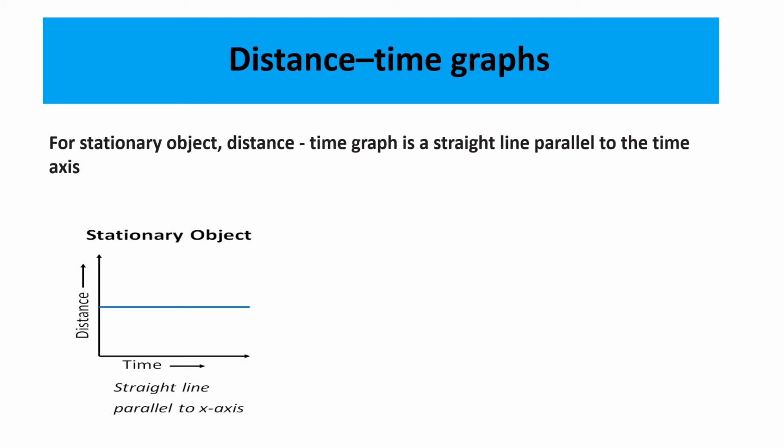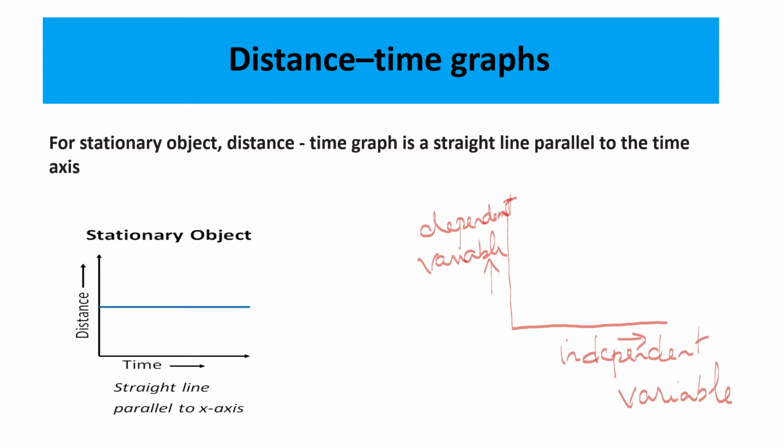First, we will learn about distance time graphs. In distance time graphs, we plot distance along the y-axis and time along the x-axis. What is a graph? A graph gives a relationship between two variable quantities. Both the quantities are variable. The independent variable is generally plotted along the x-axis and the dependent variable along the y-axis in a graph. This graph gives you the relationship between these two variables.